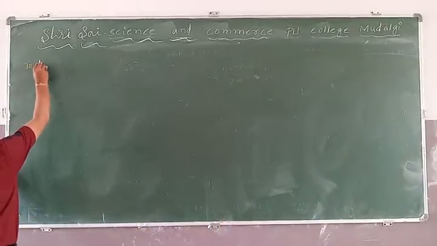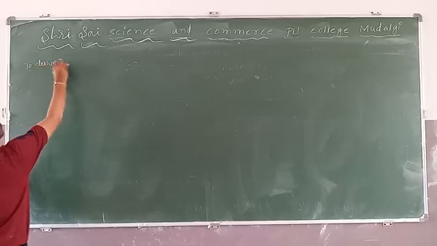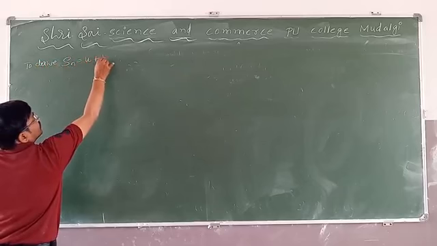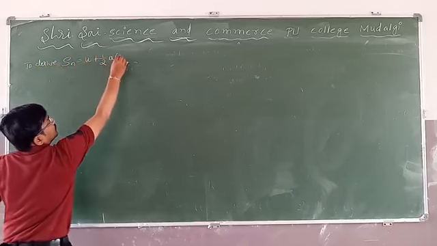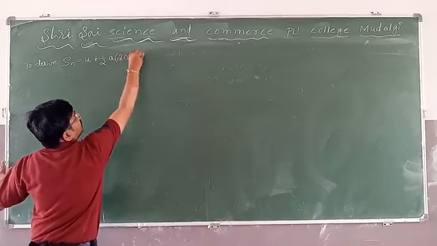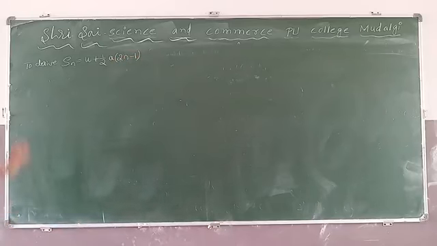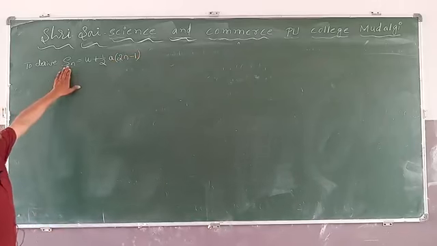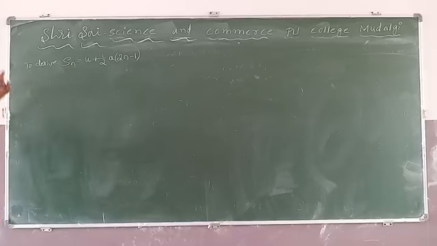To derive Sn is equal to u plus 1 by 2 a into 2n minus 1. This is our equation. In this equation we have to prove or derive it. This equation I have to derive.